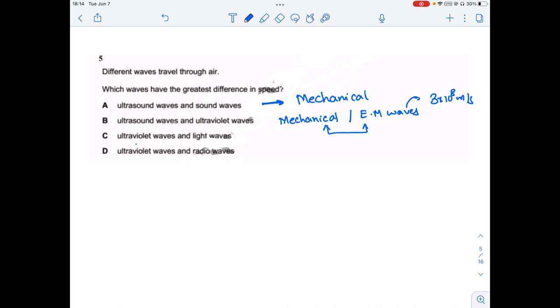Ultraviolet waves and light waves are both electromagnetic waves, so option C is also wrong. Ultraviolet waves and radio waves will have the same speed. So option A is wrong, option C is wrong, option D is wrong. So the only correct option is option B.